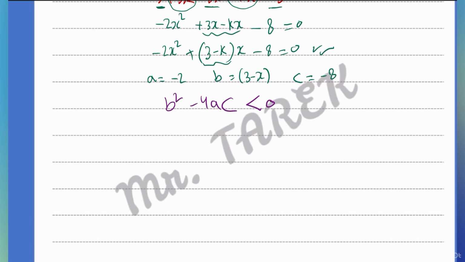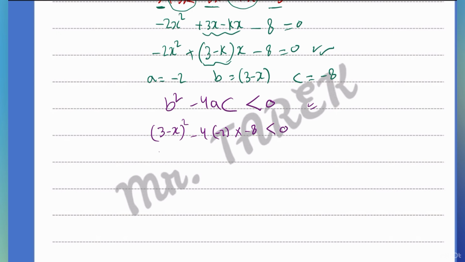What is the meaning of that? That means now I'm in front of an inequality, not an equation. That means I'm gonna solve an inequality now. So let's expand first, or sorry, let's substitute first. So rather than b, we have 3 minus k all power 2 minus 4 multiplied by a, which equals negative 2, multiplied by negative 8, which equals c, smaller than 0.